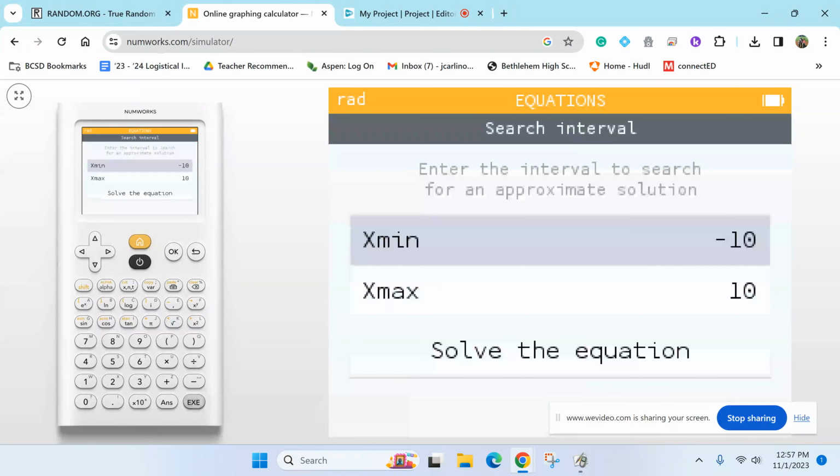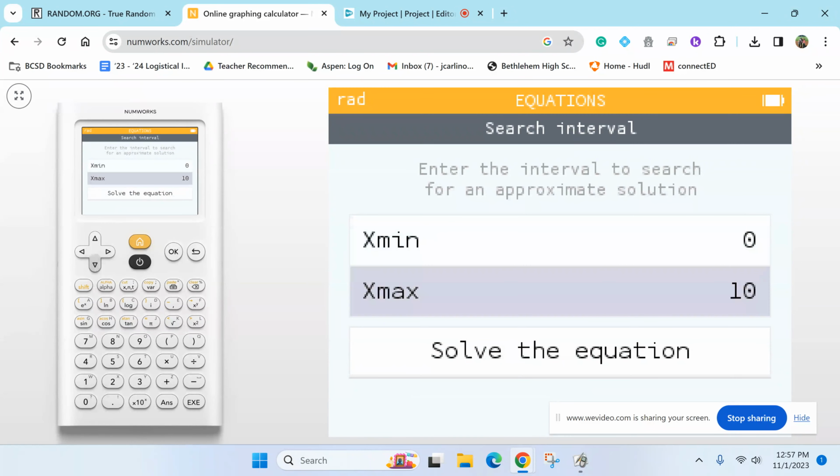It's going to ask you for an interval, and we're going to be smart about this. We're not going to go negative 1,000 to 1,000 and get all these answers. What does our answer have to be between? 0 and 90. Let's tell the calculator it's got to be between 0 and 90.